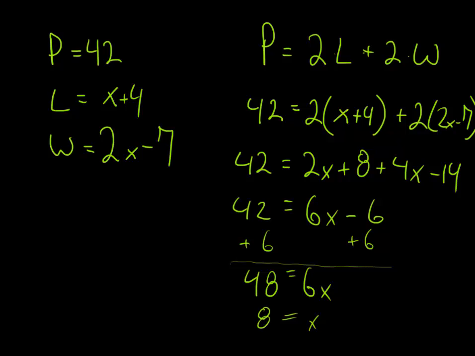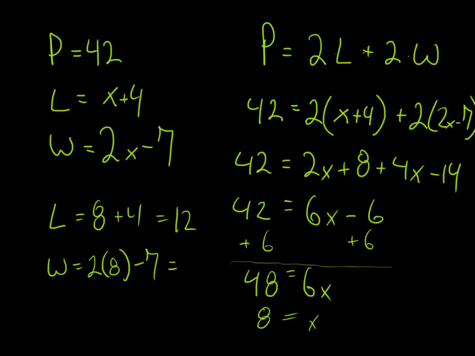Now, take this value of x and use it to answer the question. We weren't being asked for the value of x, but the dimensions of the rectangle. So if length was x plus 4, then length equals 8 plus 4. And if width was 2x minus 7, the width is equal to 2 times 8 minus 7. So the length must be 12, and the width is 9.